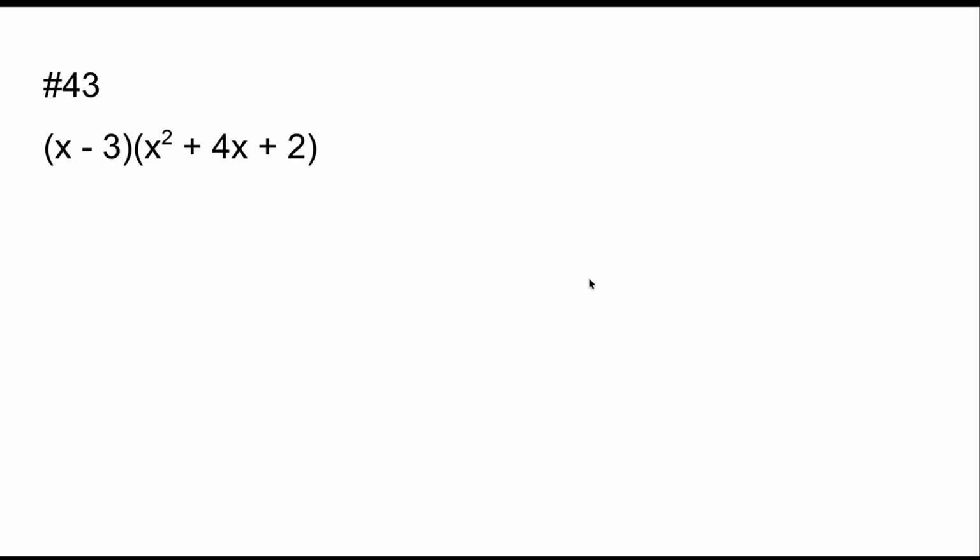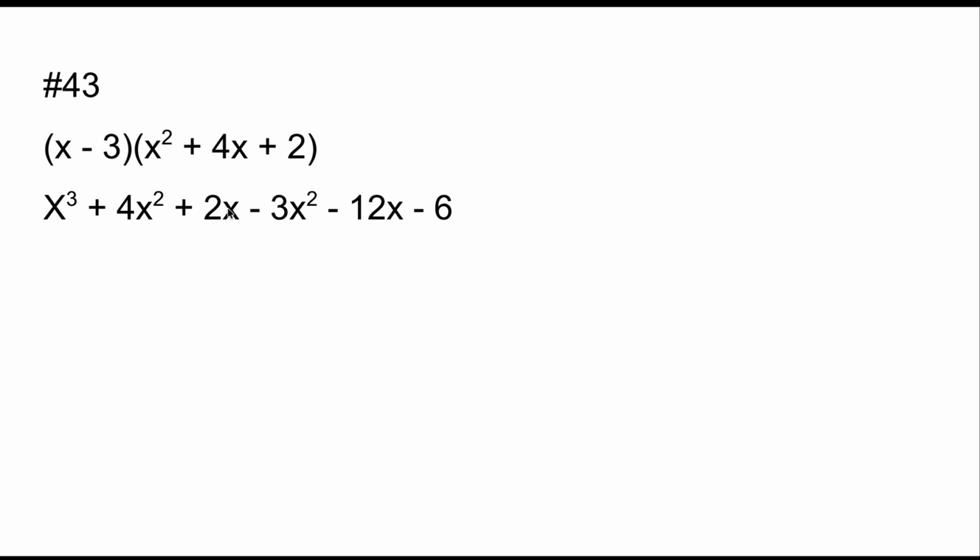Okay, 43. Let's do it again. Let's practice again. So write your problem down first. X minus 3 times x squared plus 4x plus 2. Now let's solve it. X times x squared gives us x cubed. X times 4x gives us 4x squared. X times 2 gives us 2x.